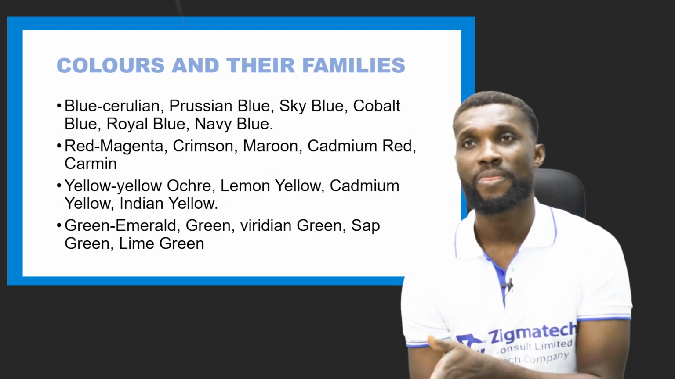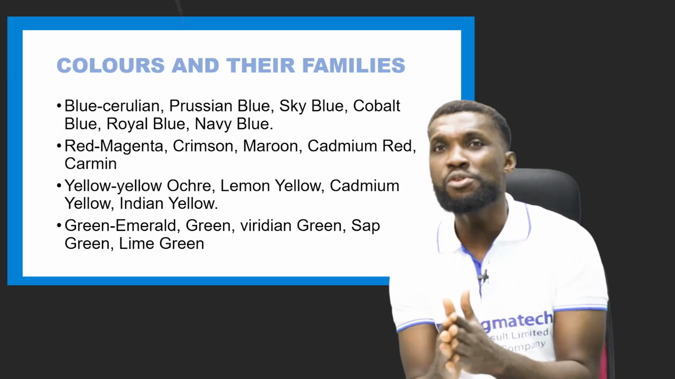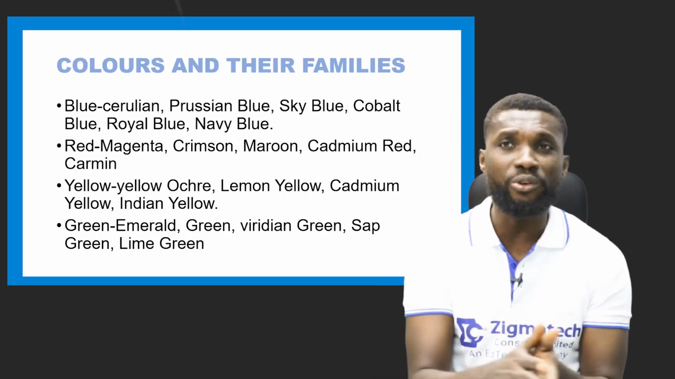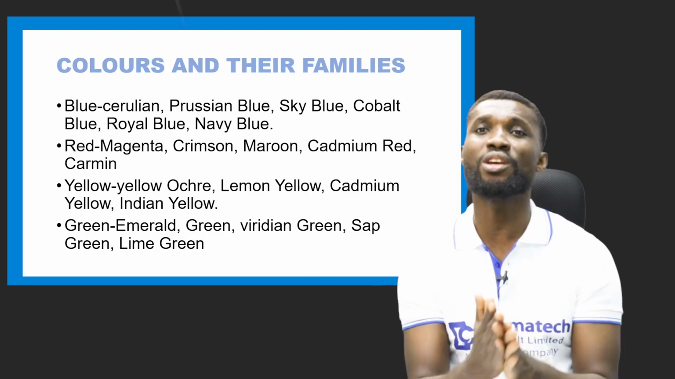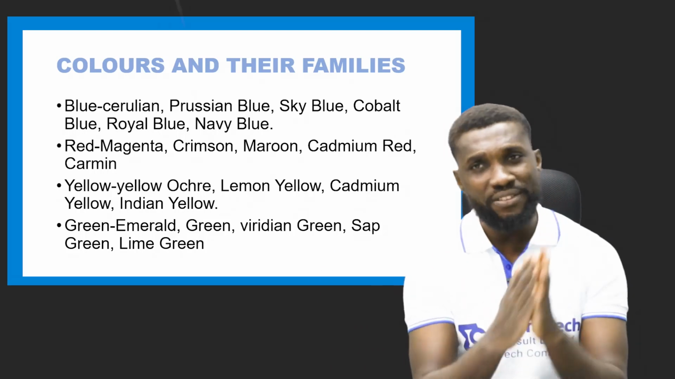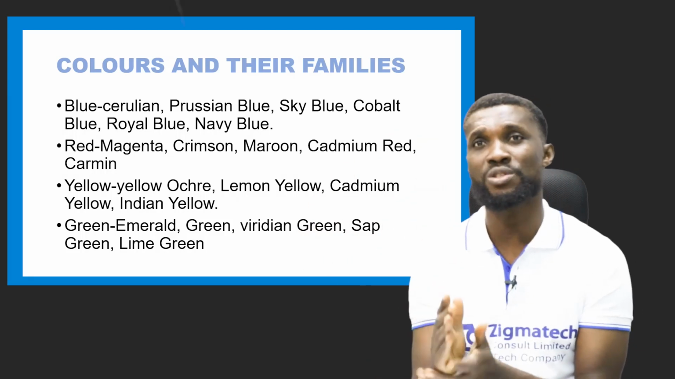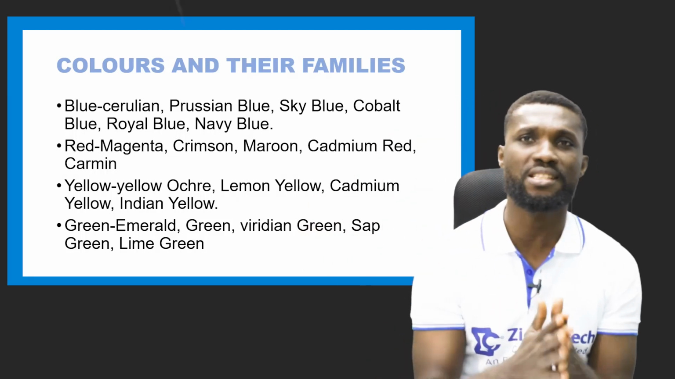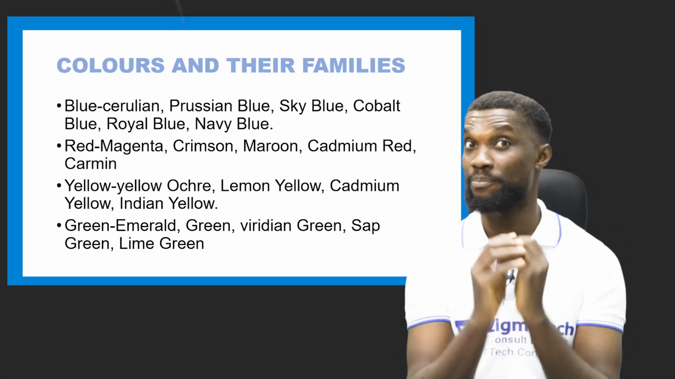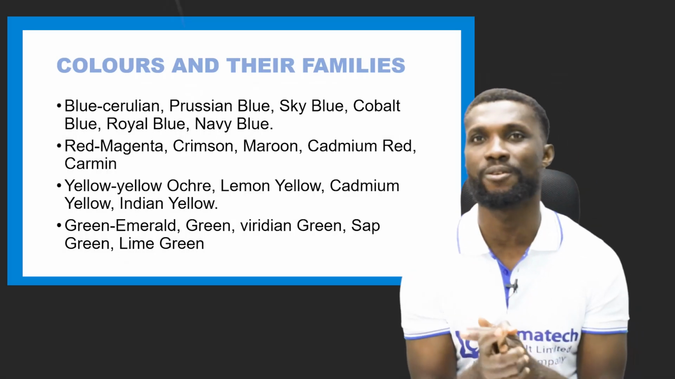Under color, for the color blue, you have the blue family. For the color red, you have the red family. For yellow, you have the yellow family. Green, you have the green family. So just like that, every color has its family. Now let's take them one after the other. Let's look at the first 6 colors, which are the primary and the secondary colors.